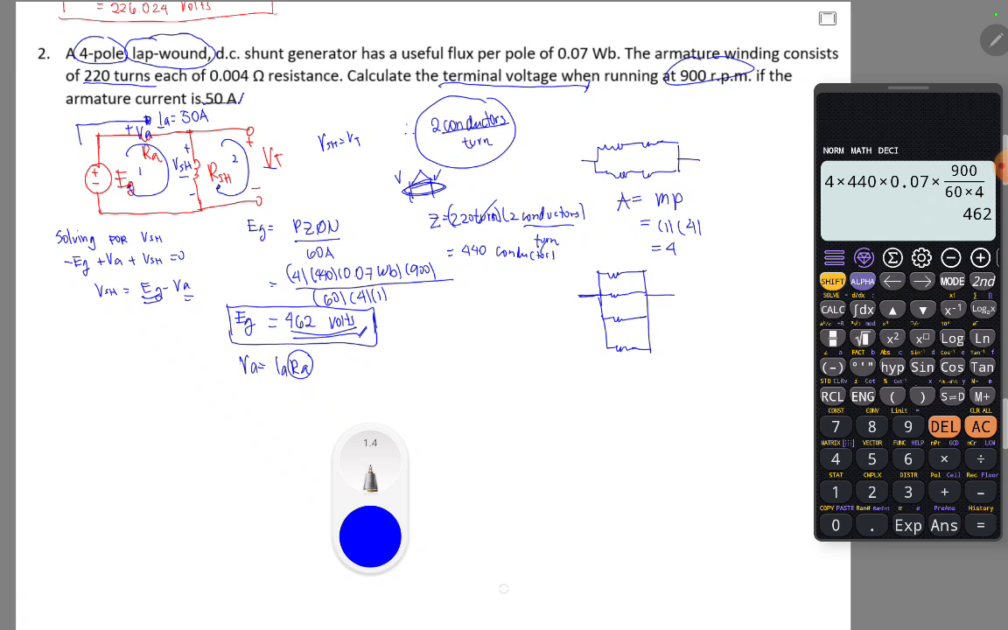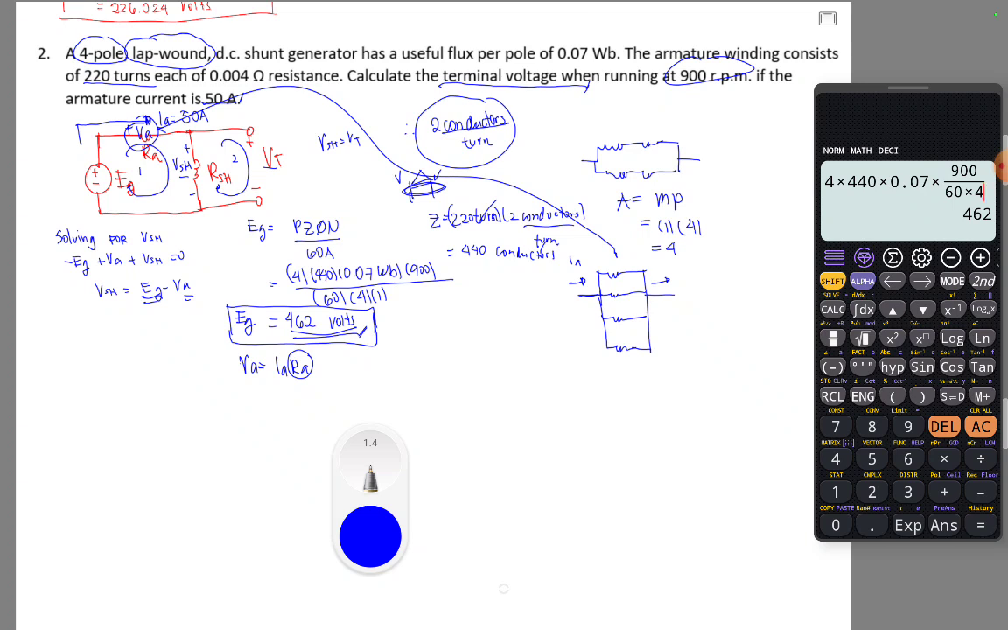Okay, so this will be our current from our IA going to our load. Kumbaga, this IA will be like this, considering that this is for the pole, or the current path of this one. So in the problems given to you in the previous example, that is already our RA total that came from the total resistance of the parallel path. Now from here we have 220 turns, each of 0.04 ohm resistance.